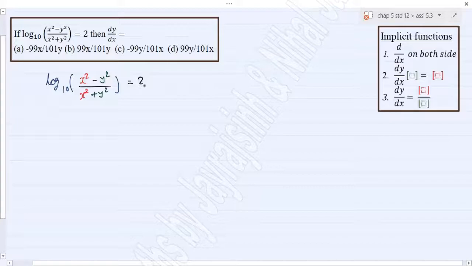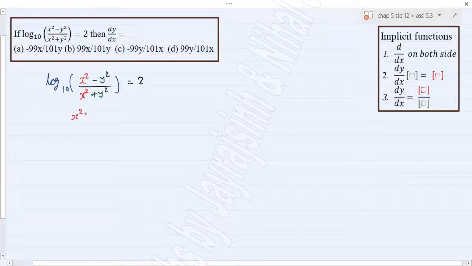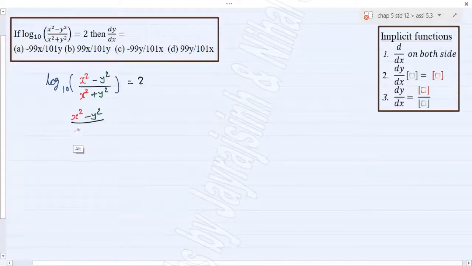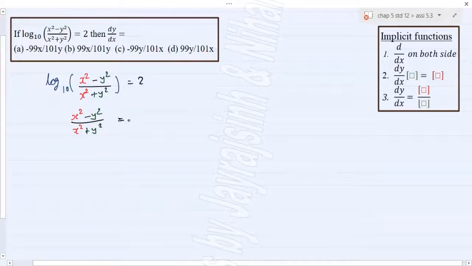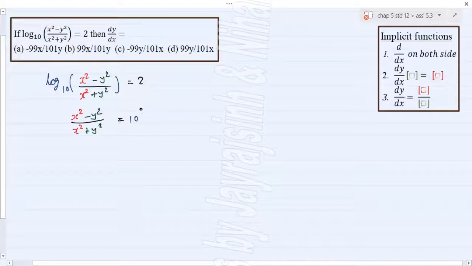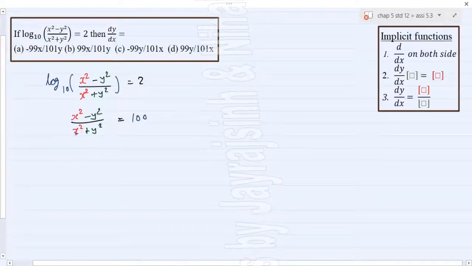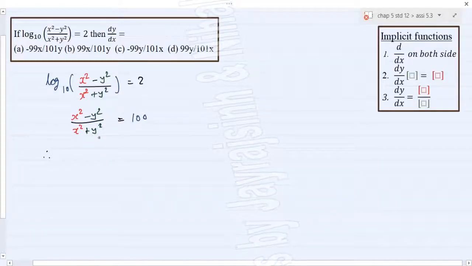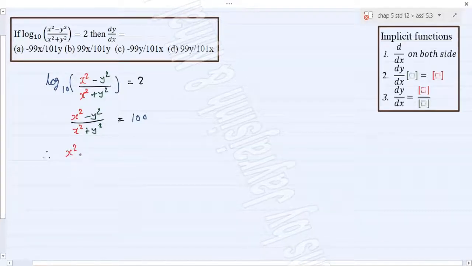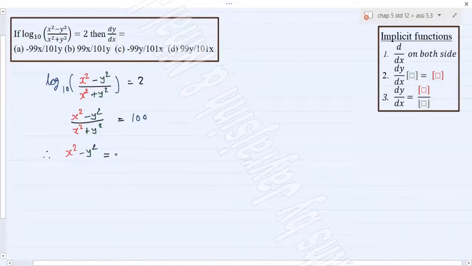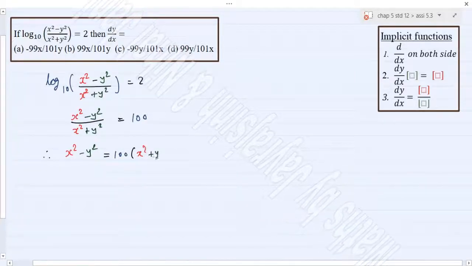To remove log, we can take anti-log on both sides. So on the right side, we will get (x² − y²)/(x² + y²) is equal to 10 raised to 2, or we can say it becomes 100. Now for further simplification, let's take our denominator to the right side. So we will get x² − y² is equal to 100 into (x² + y²).